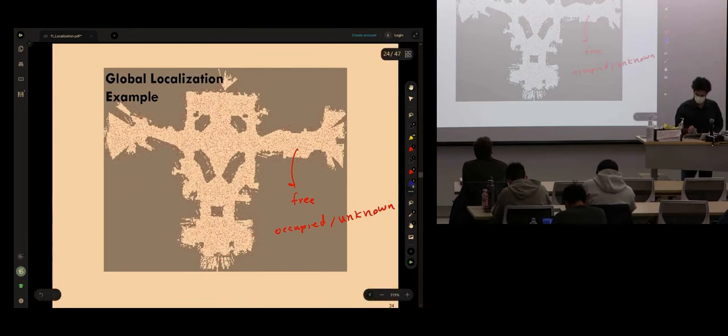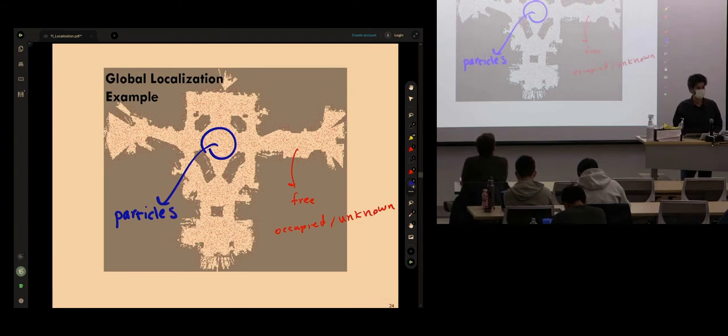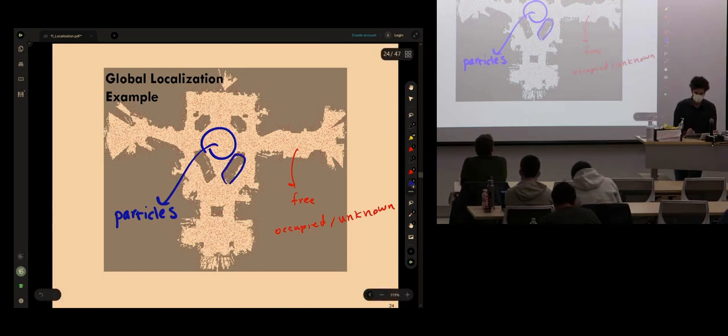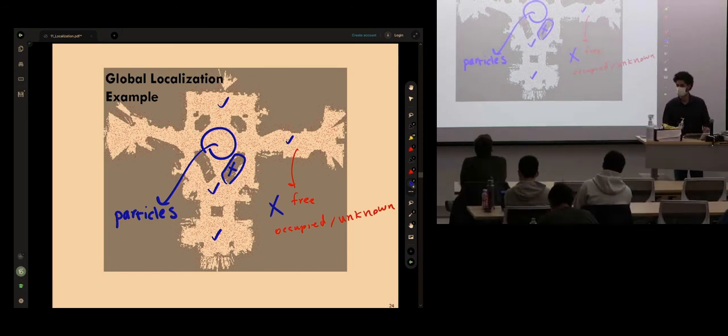The red dots are particles. We need to initialize them somewhat uniformly in the places that the robot can be. Although you see some here, the robot cannot be here and cannot be here, but it can be here. So we place hypotheses in free grids of the map.